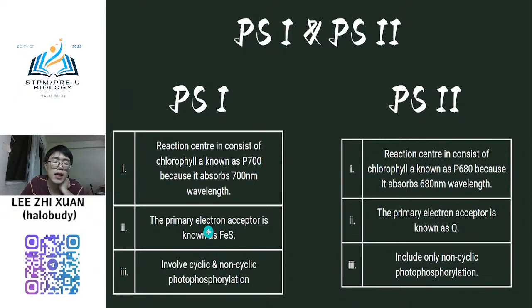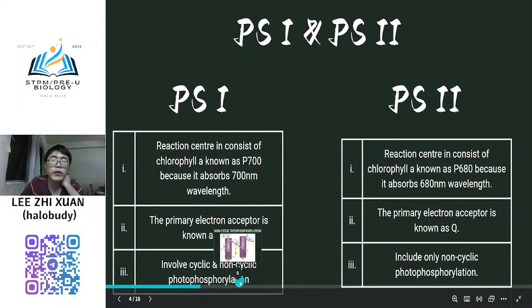Another difference is their primary electron acceptor. In PS1, the primary electron acceptor is iron-sulfur, FeS. For PS2, it is the Q protein. And another one, which is very important in the reaction: PS1 is involved in both cyclic and non-cyclic photophosphorylation, while PS2 is involved only in non-cyclic photophosphorylation.